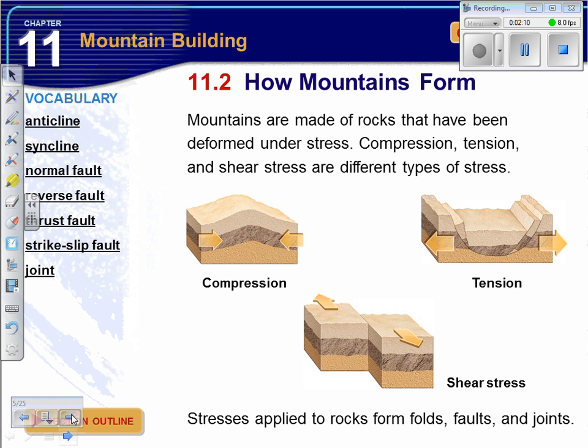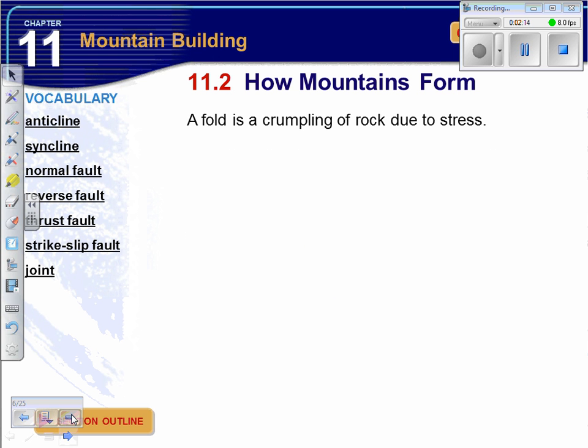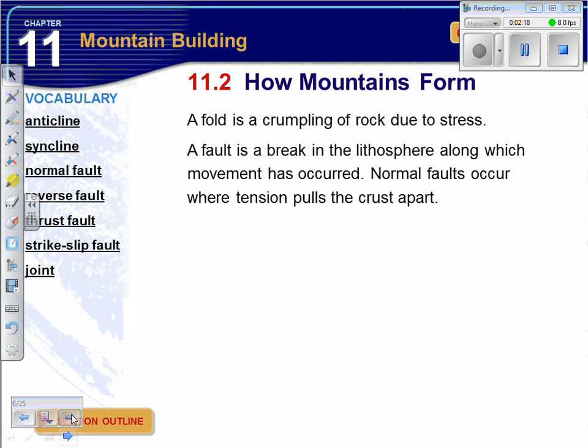Stresses applied to rocks form folds, faults, and joints. A fold is a crumpling of rocks due to stress. A fault is a break in the lithosphere along which movement has occurred.